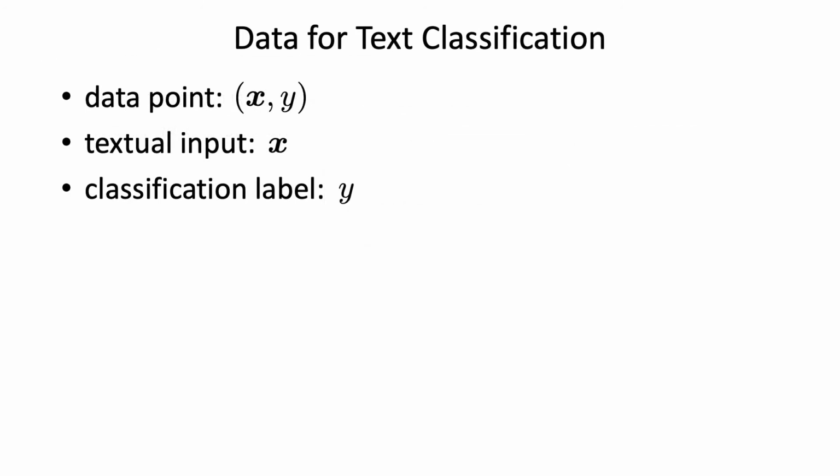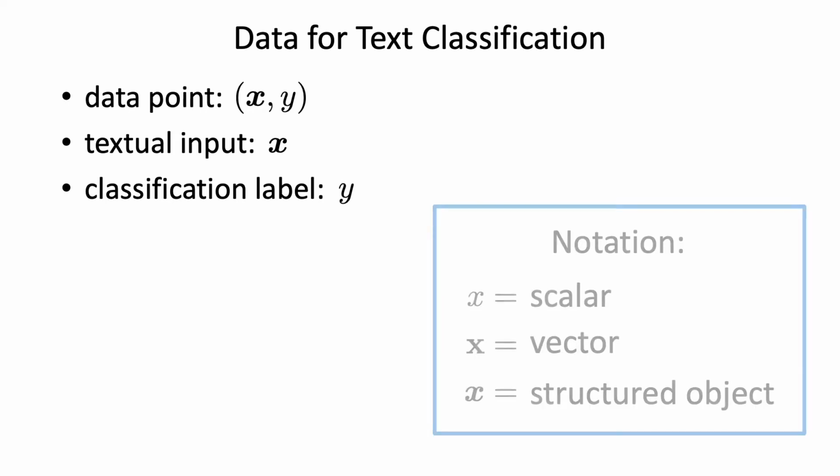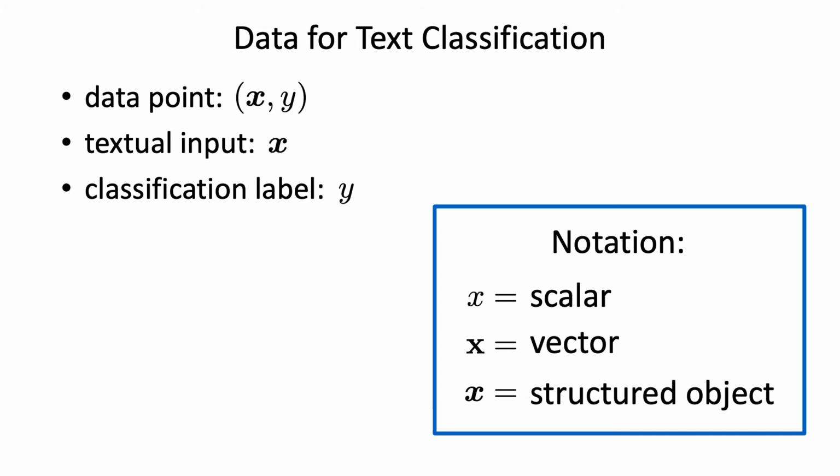Okay, we'll assume we have data for text classification that takes the form of XY pairs. X is a textual input and Y is a classification label. We write the input X in boldface to indicate that it's a structured object, unlike the classification label Y, which is not structured and can be thought of as a scalar. We'll make a distinction in our notation between a vector and a structured object like a textual input, using italics for the latter.